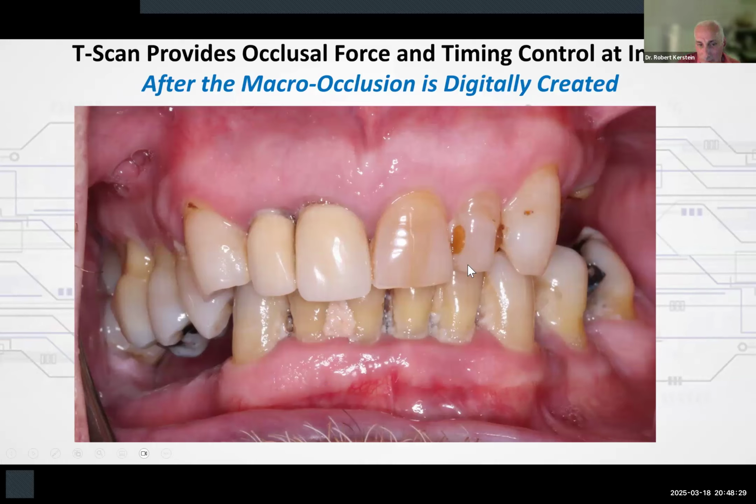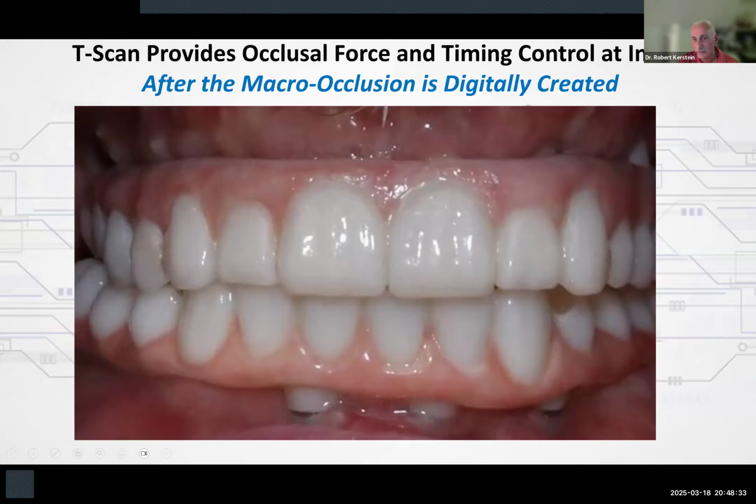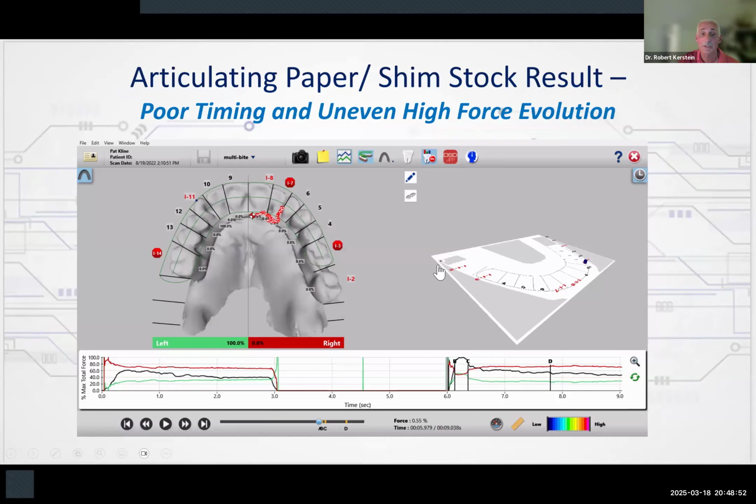when the macro occlusion is being installed. So here's a perfect example of what goes on. This is the macro occlusion. That was an all-on-6 against an all-on-6. This is called the macro occlusion illusion. This is something you've seen in many lectures, the after slide with all the teeth touching and everybody believes that the occlusion is good. Unfortunately, that's not the case. It's an illusion. Let's see what it really looks like.